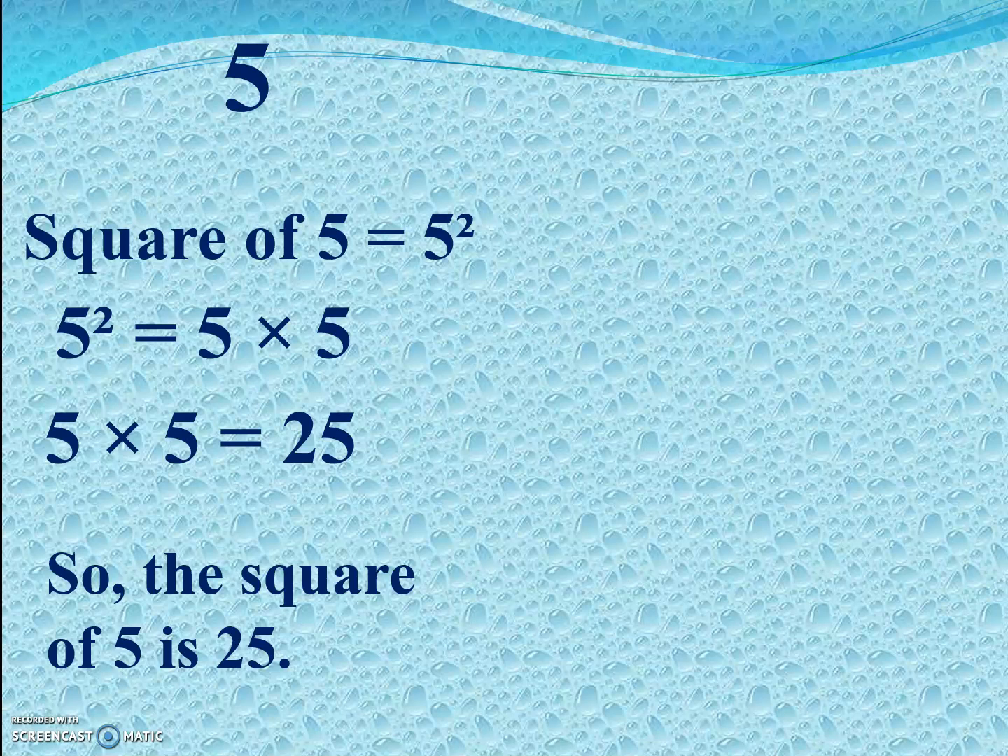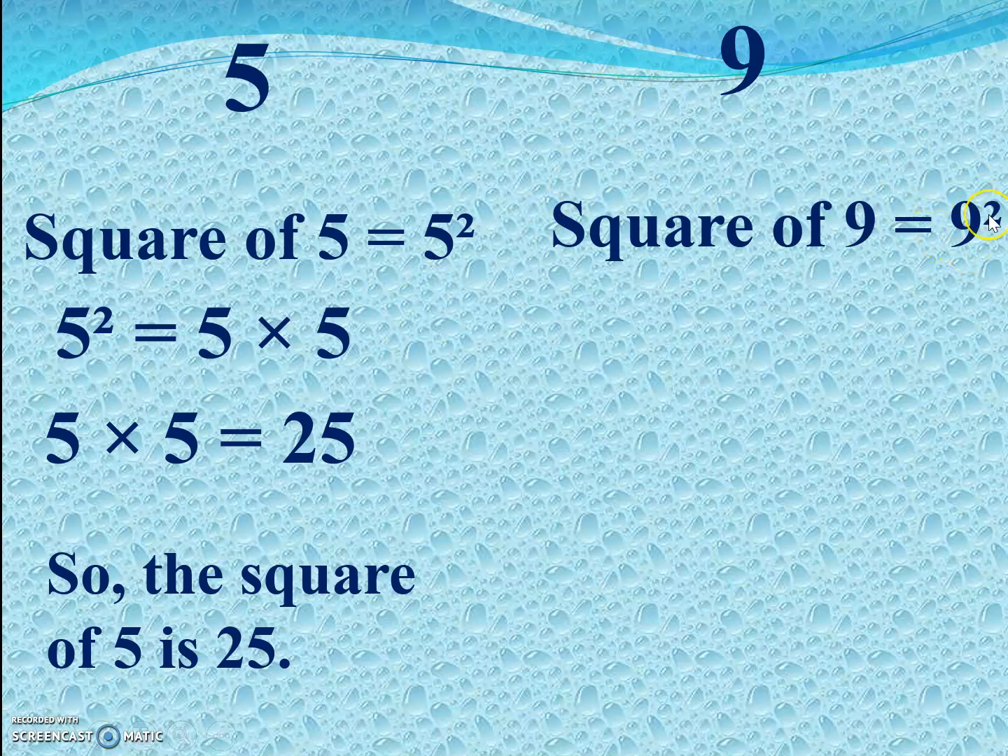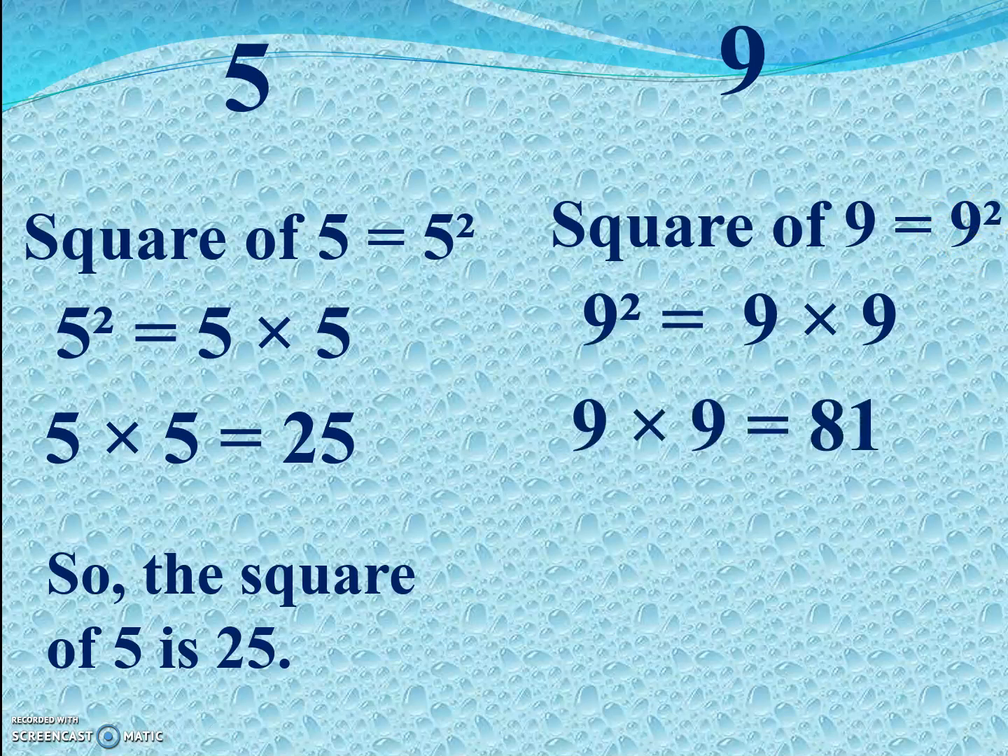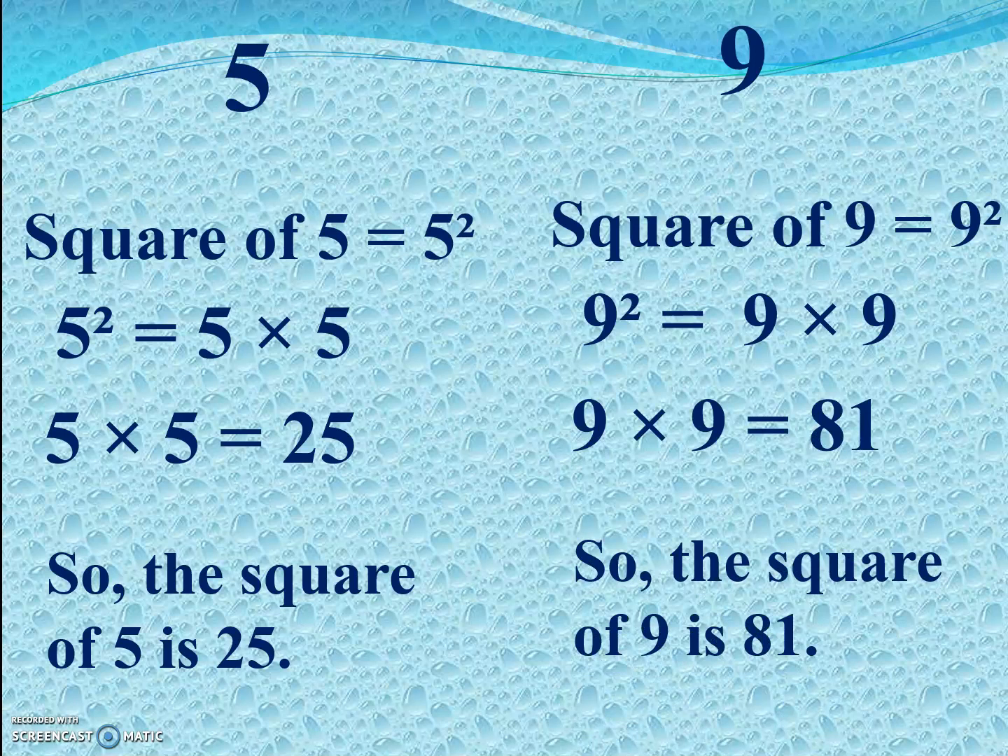Similarly, let's see another example. Now we will find out the square of 9. Square of 9 is equal to 9, and on the top we write 2, which is called 9 square. So 9 square is equal to 9 multiplied by 9. So 9 9s are 81. Finally, the square number of 9 is 81.